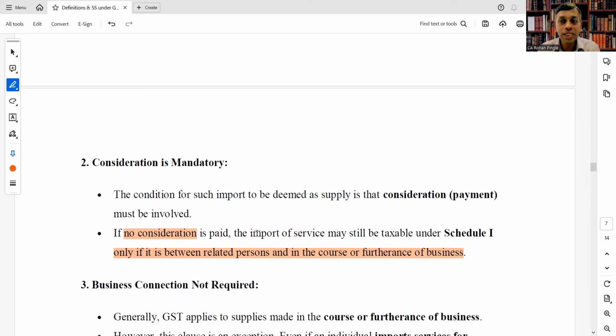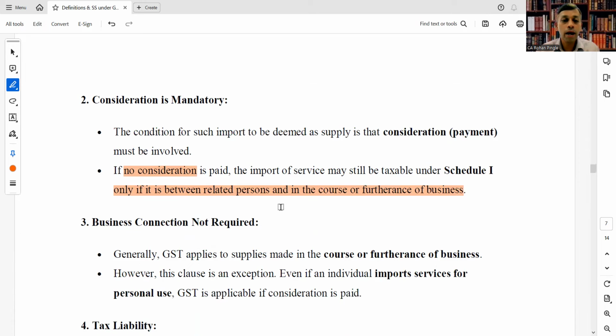If there is consideration, the import of service is covered under GST whether for business or not. But if there is no consideration, and the import of service is covered under Schedule 1, that is, to or from a related person and in the course or furtherance of the business, then it will be covered under GST. Okay. This consideration is mandatory.